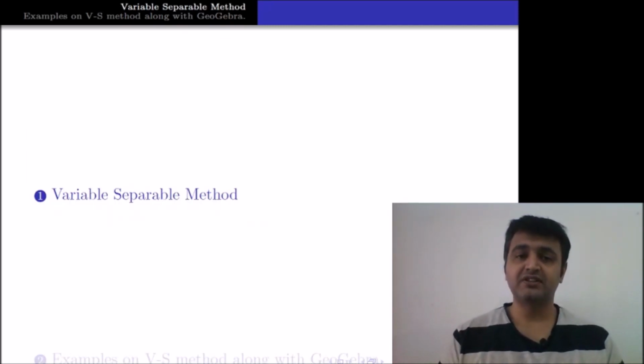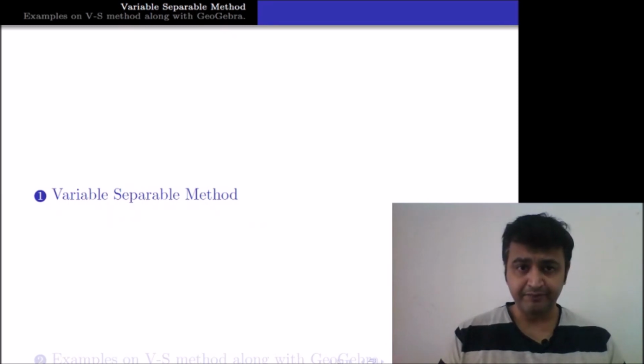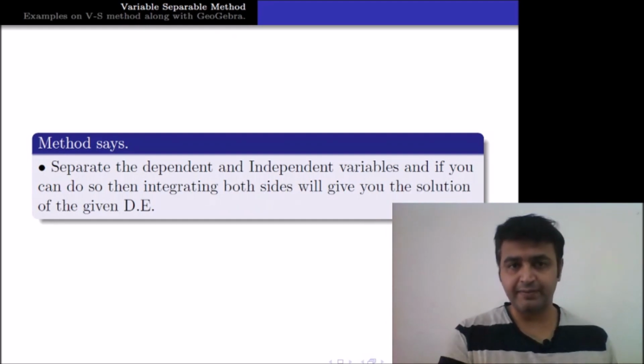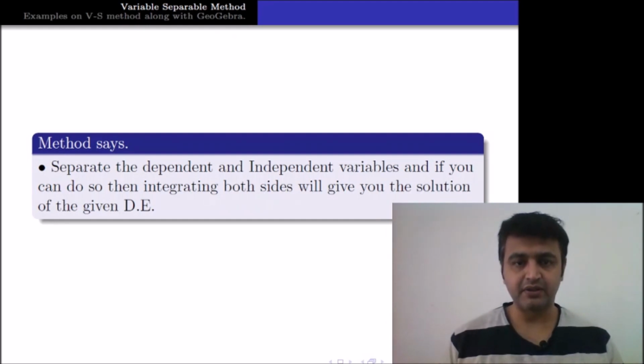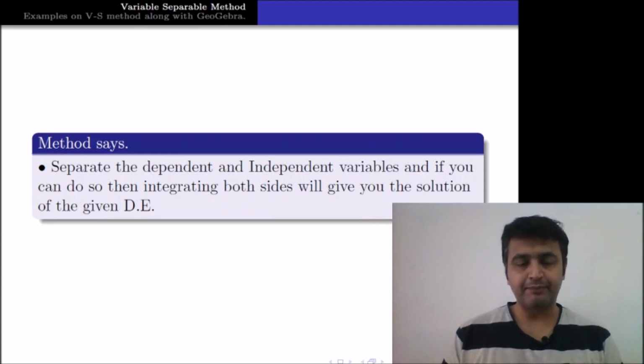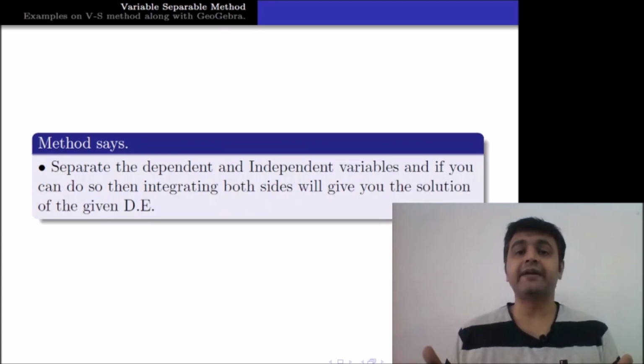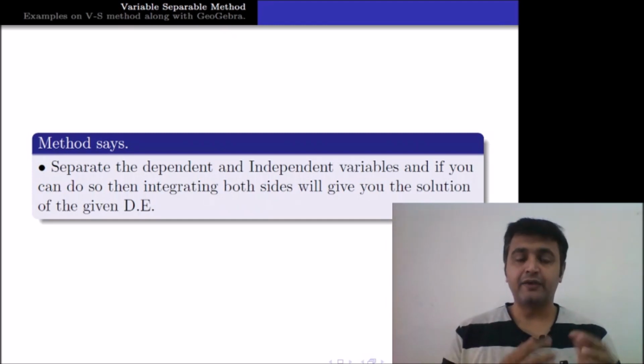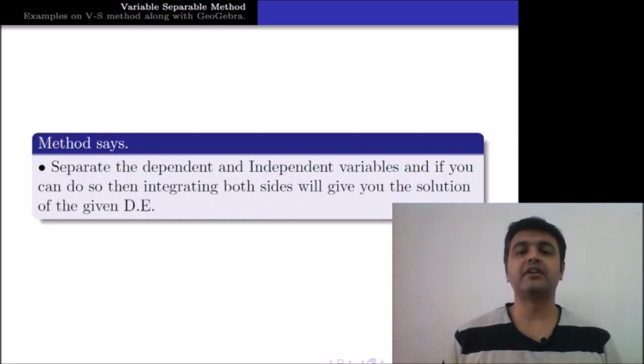So let's see what the method is. The method is very simple. The name itself suggests it. Whenever you have a differential equation, obviously it will have an independent variable and a dependent variable. So what you do is you try to separate the independent and the dependent variables. If you can separate them, then you simply integrate both sides. And if you can do the integration, you get the solution. So that's all, the method is very easy.